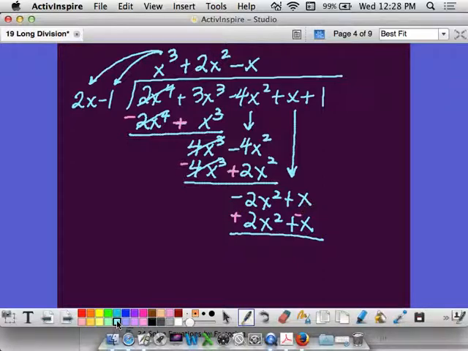And what happens here is that they both cancel. However, I still bring down that next term, which is 1. And 1 turns out to be my remainder. So both of these cancel here. And so I've got a positive 1 over the divisor, 2x minus 1. And that would be my answer.